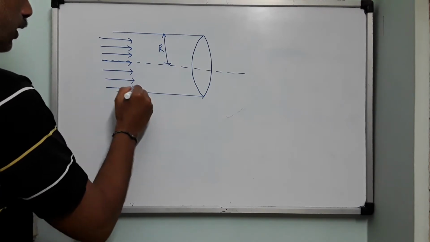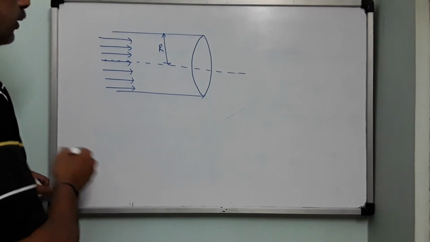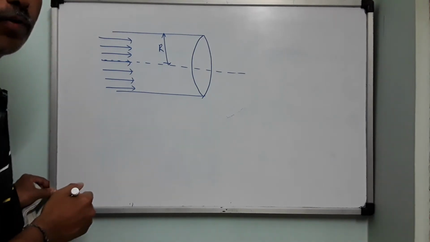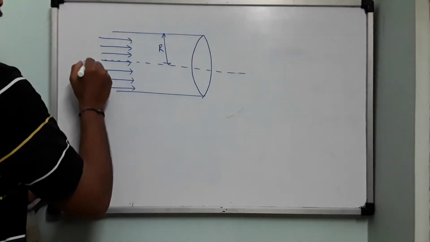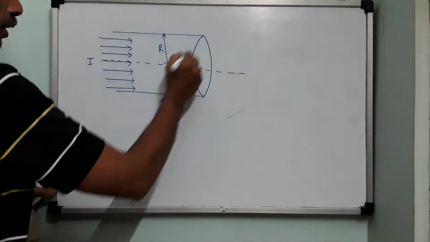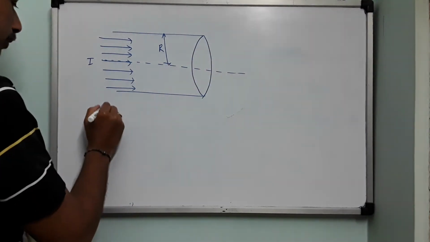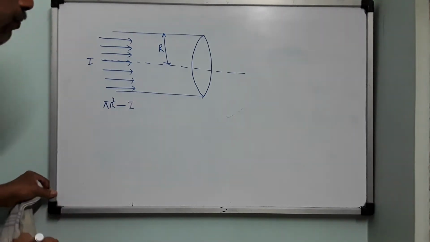So current flows in the conductor as water flows in a pipe. That is, the direction of flow of electric charges is perpendicular to area of cross section. So this I call it as I. So now what I do is, an area of cross section pi R square will carry a current I.